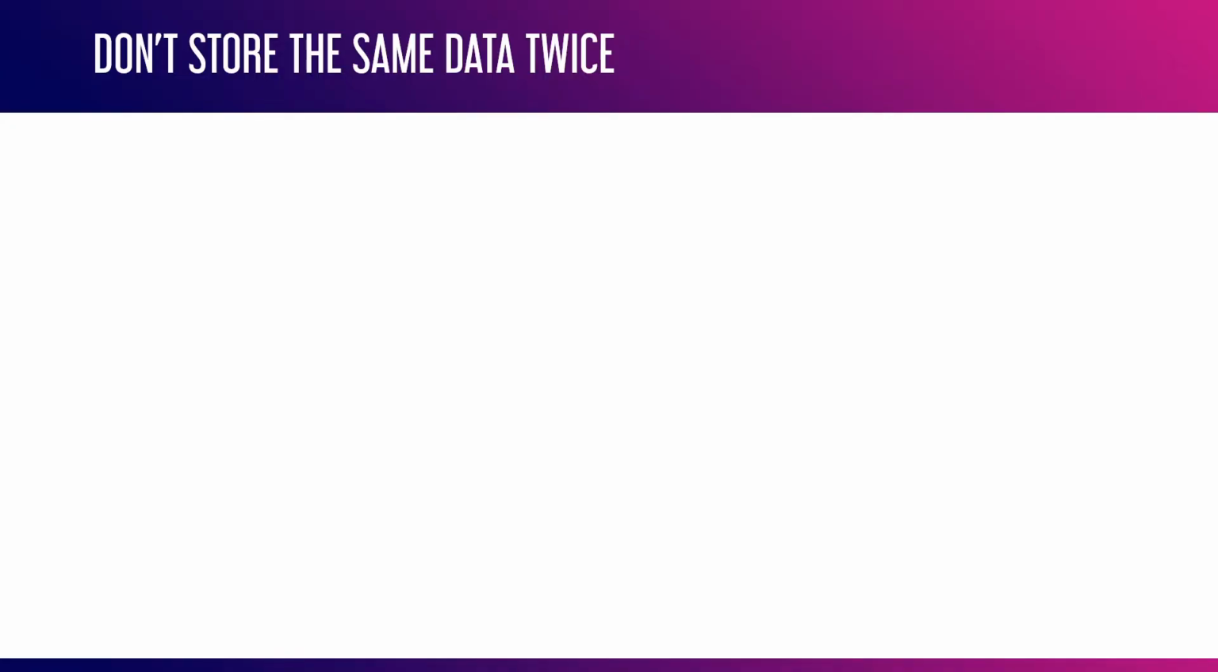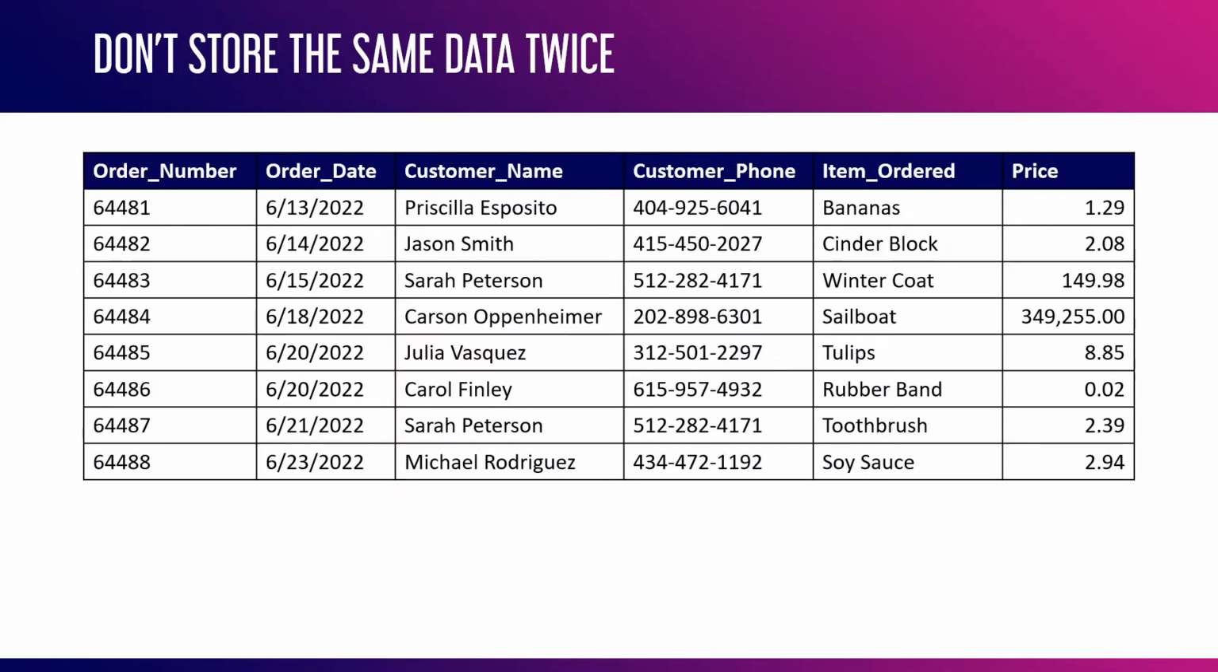Don't store the same data twice. In this table of orders, we can see that Sarah Peterson has placed 2 orders on 2 different dates with 2 different products, but her name and her phone number are stored twice. Now, what happens if we discover that her phone number is wrong in the database and we need to fix it? Well, this table only has a couple of rows, so it'd be pretty easy to find and fix the mistakes. But as your business grows and this table has millions and millions of rows in it, that maintenance is going to become a lot harder.